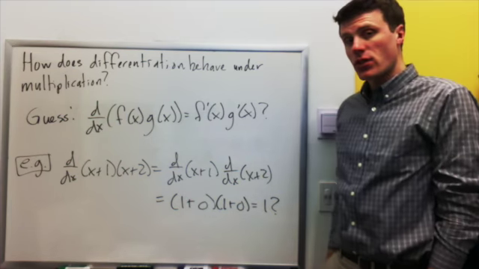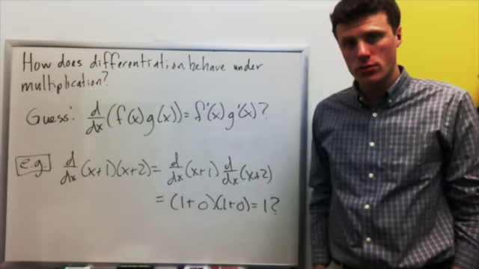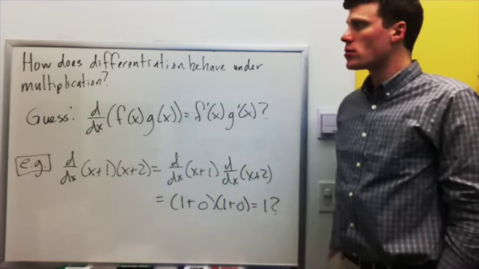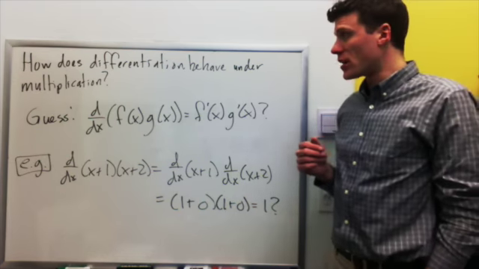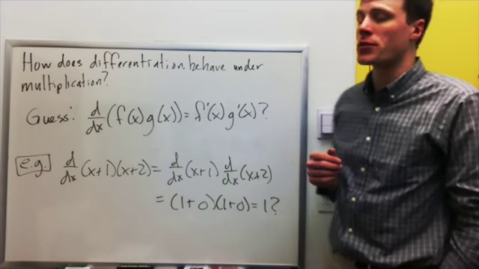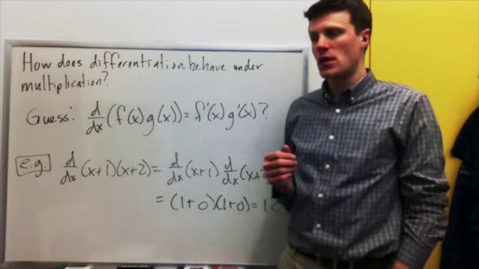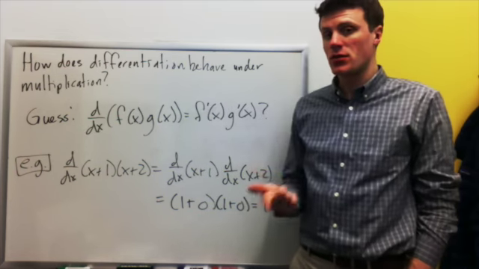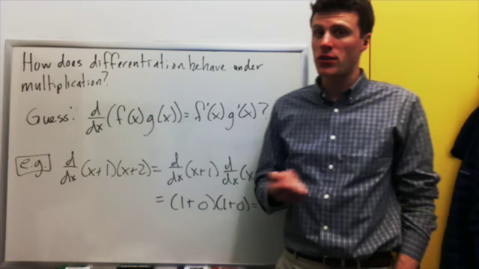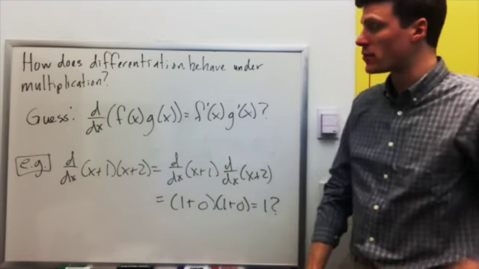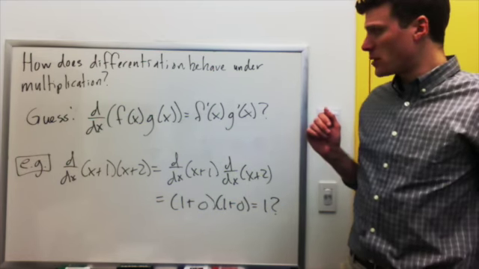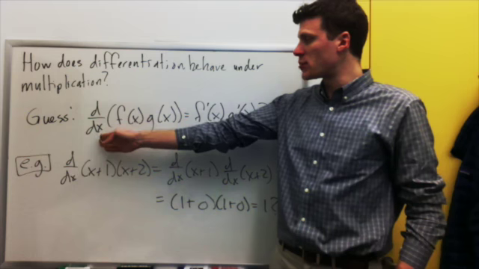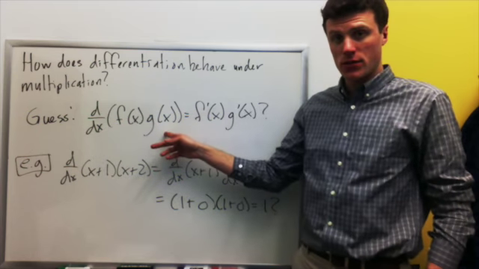Okay, now we're in section 3.2, which is on the product rule and the quotient rule. So, an important question is, how does differentiation behave under multiplication? We've seen that it behaves nicely with respect to constant multiples and with respect to addition and subtraction. Basically, differentiation acts the way that we expect it to. However, with respect to multiplication, what happens? What happens when I take the derivative of a product of functions?